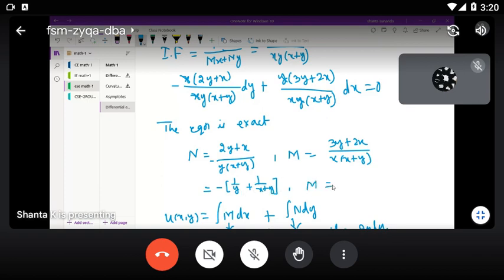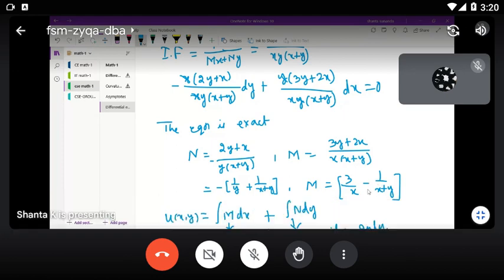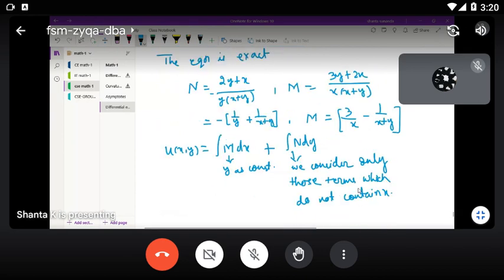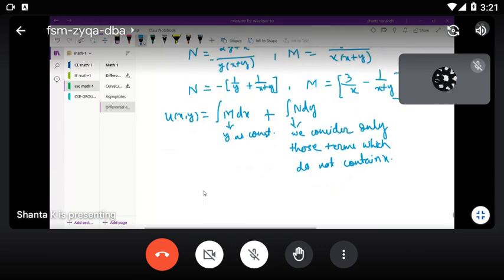And m, x and x plus y will be two terms. So we will have 3y plus 3x minus x, which will be 3y plus 2x. Okay, so this is your fraction form. So if you do this one, m by treating y as constant, so here we have 3 by x.